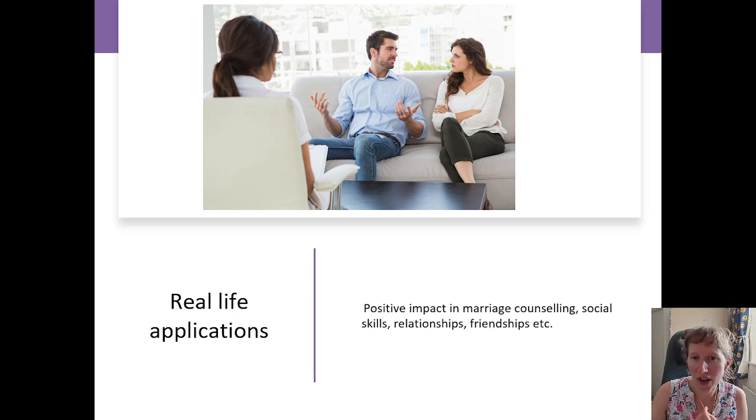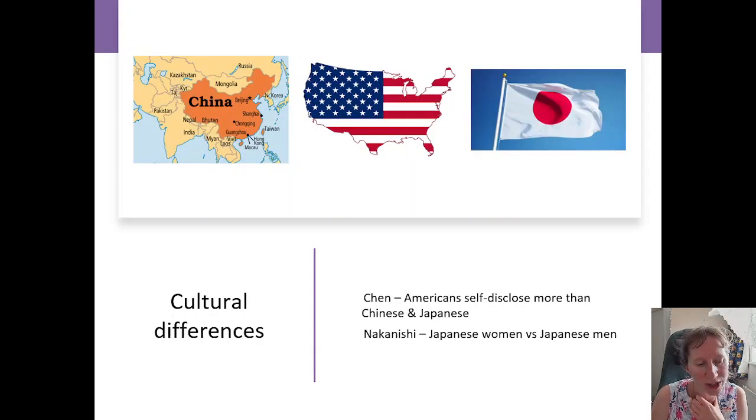Right, and then our third strength is really real-life applications. Knowing this information is really useful. It can be used with marriage counselling, where you can look at whether reciprocity is occurring, whether self-disclosure is kind of even-sided, and use it as a tool. The theory can help with social skills, relationships, friendships. It's got loads of different implications. So it's had a positive impact in the real world.